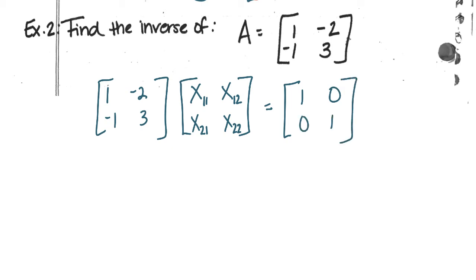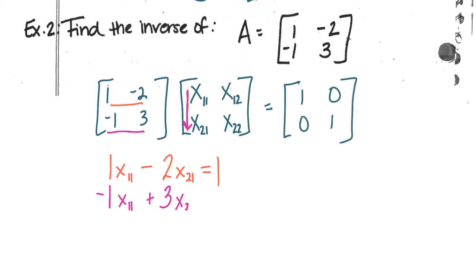So if I was to multiply this straight across and straight down, I would have 1x sub 11 minus 2x sub 21. Sorry, I wrote that 21 kind of funny. I want it to be sub 21. And that should equal 1. Then if I do row 2, column 1, I'm going to have the same x sub 11 and x sub 21. But remember that, because we're in row 2, it is going to equal 0.